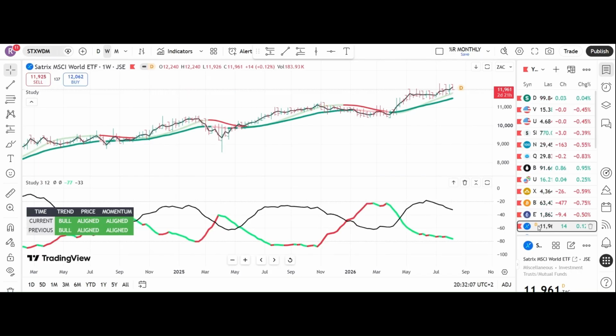And this brings us to the Satrix MSCI World Fund that we can see is still in its bullish trend with price aligned and momentum aligned.